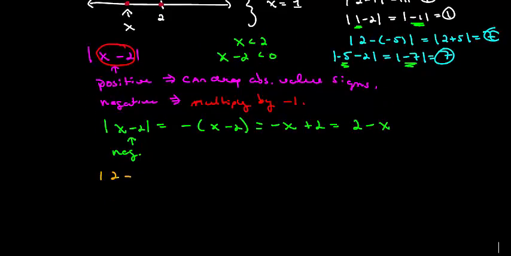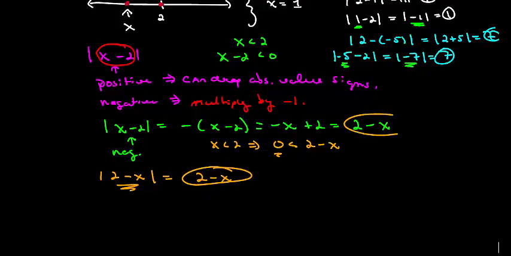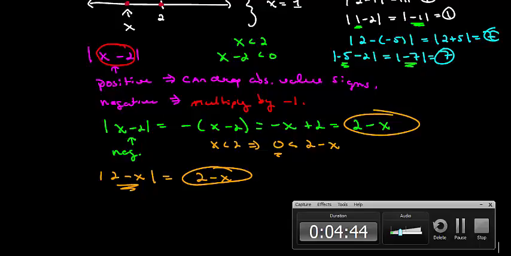So if we write it as 2 minus x, again, since x is less than 2, that implies if I subtract x from both sides, I get this. So 2 minus x is a positive number. So this is just equal to 2 minus x. So here and here, I get the same answer regardless of which way I do it. I just have to be careful to make sure that that inside is not negative. And if it is negative, then of course we go ahead and we multiply the inside part by a negative 1.